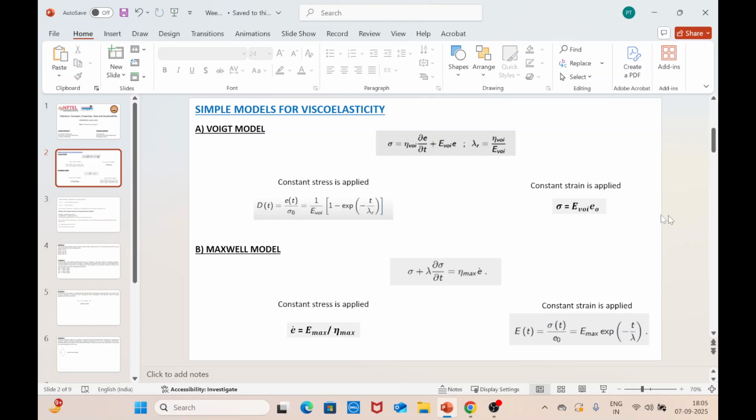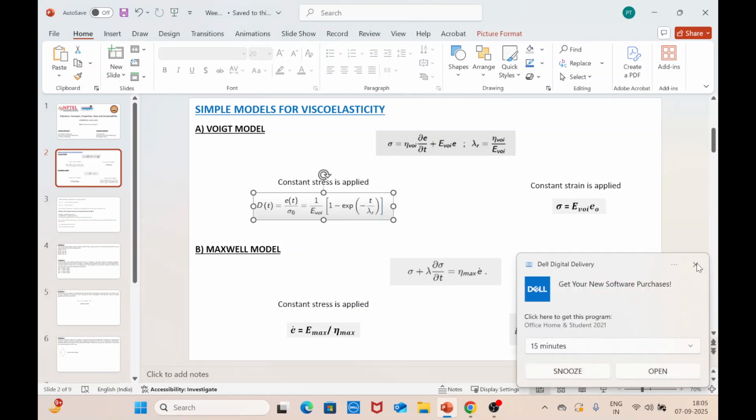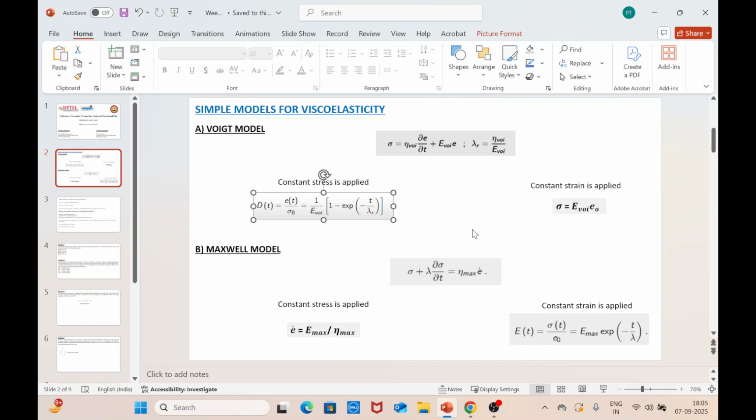So that is what is described here, or I have given here. Whereas if you see in case of a constant stress, then you will have this particular equation, or you can express strain as a function of time.